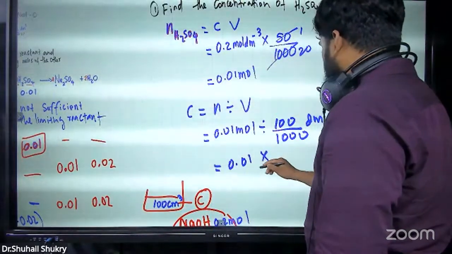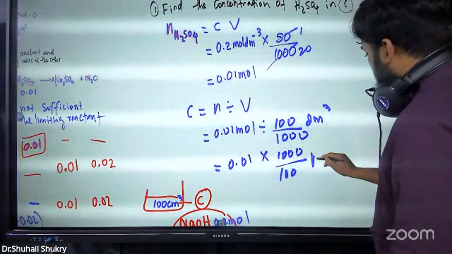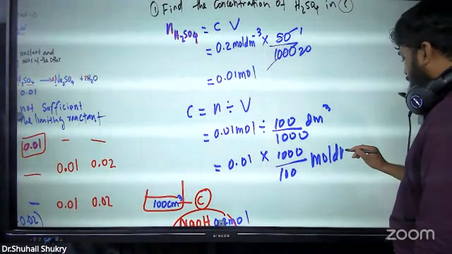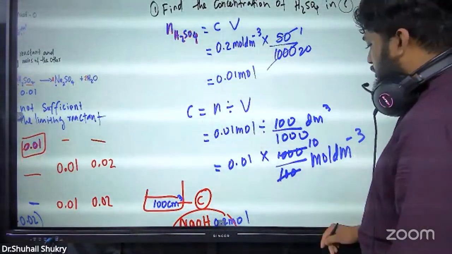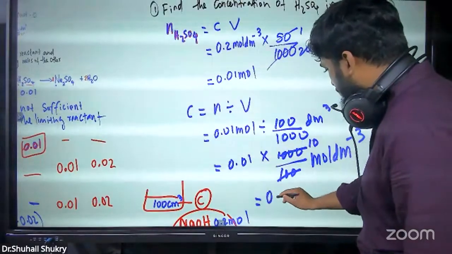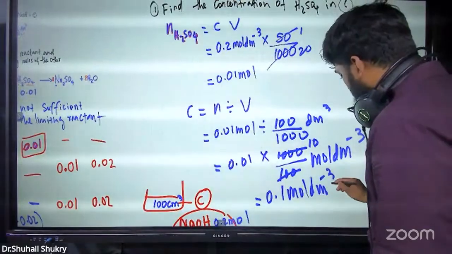Then multiply by 1000 will go up, 100 will come down. Then I can write this one as mol dm minus 3. Then this one I can simplify, the answer is 10. Then I will get the answer as 0.1 mol dm minus 3. This is the concentration after mixing this.